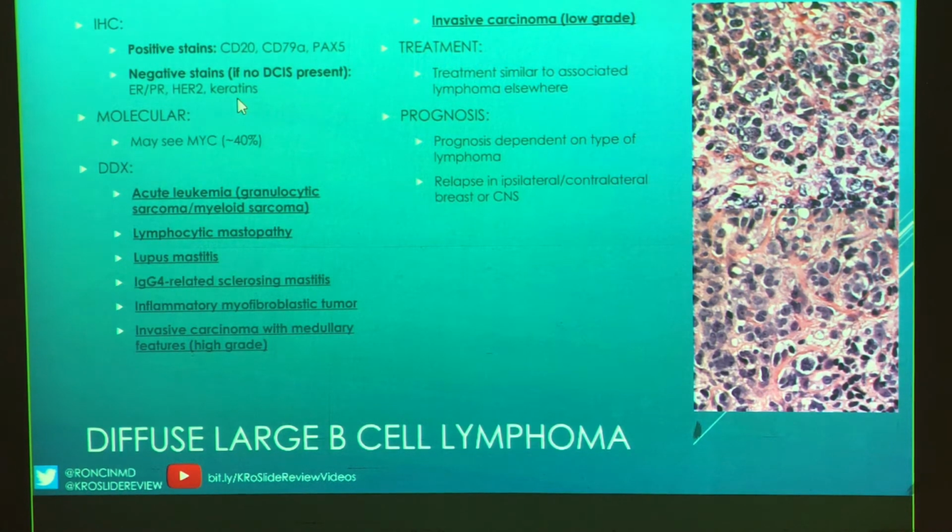Keratins negative, CD20 positive. For molecular, you can see MYC translocation in about 40%, so that's a decent amount. And chances are, if you saw this lesion and you sent it over to HemePath, that they would run it for MYC translocation.